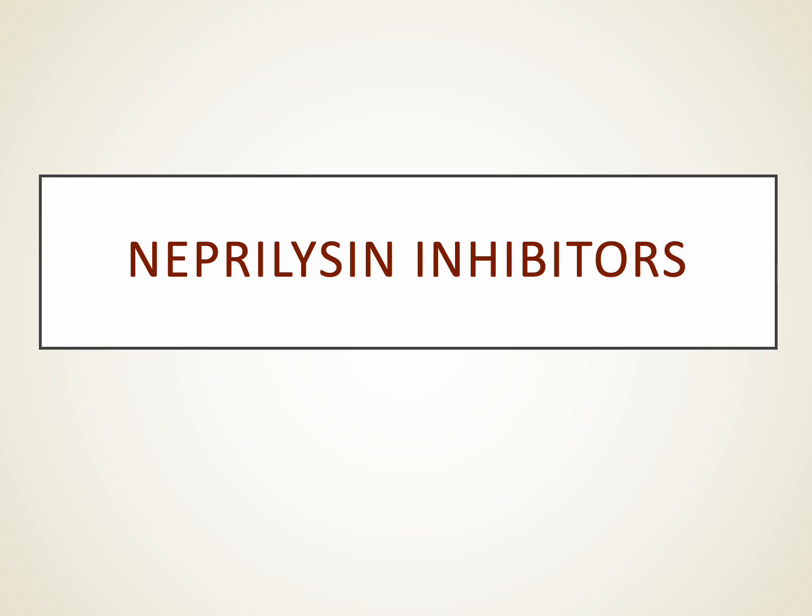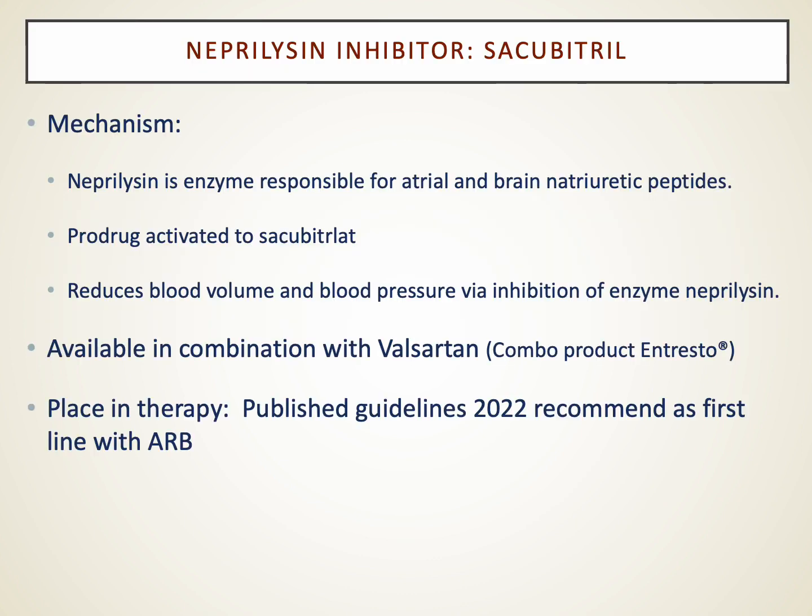The neprilysin inhibitors, really there's only one in the market, have an advantage too. They work at an enzyme responsible for atrial and brain natriuretic peptide. And here, these drugs work to some degree to reduce blood volume and blood pressure by this inhibition. But it's only available as a combination with an angiotensin receptor blocker, valsartan, as a combo drug, and it is a first-line therapy in the 2022 guidelines for heart failure.